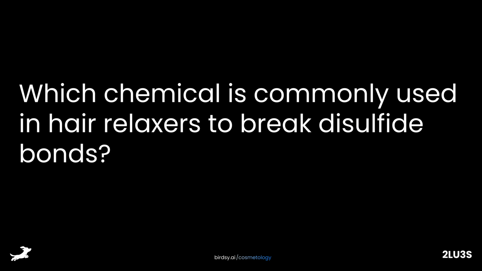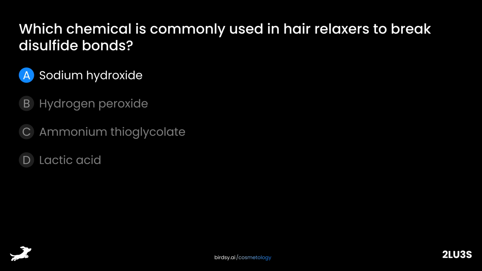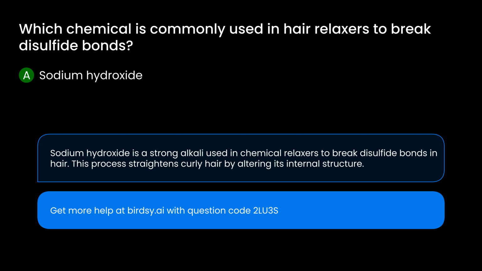Which chemical is commonly used in hair relaxers to break disulfide bonds? Is it A, sodium hydroxide, B, hydrogen peroxide, C, ammonium thioglycolate, or D, lactic acid? The answer is A, sodium hydroxide. Sodium hydroxide is a strong alkali used in chemical relaxers to break disulfide bonds in hair. This process straightens curly hair by altering its internal structure.